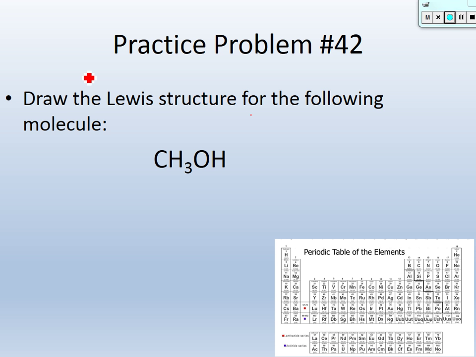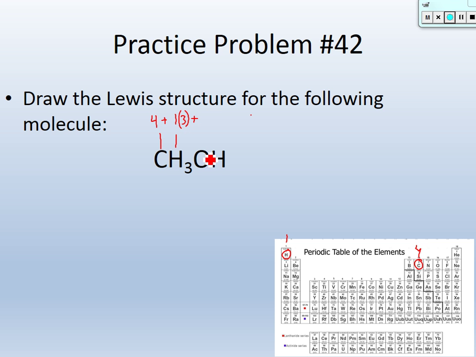Again, I'm going to go through the steps. Let's count up the valence in the molecule. Carbon sits here, has 4 valence electrons. Okay, I'm going to add that to the rest of them. Hydrogen sits right here, has 1 valence. But I have 3 hydrogens here, so we'll times it by 3.